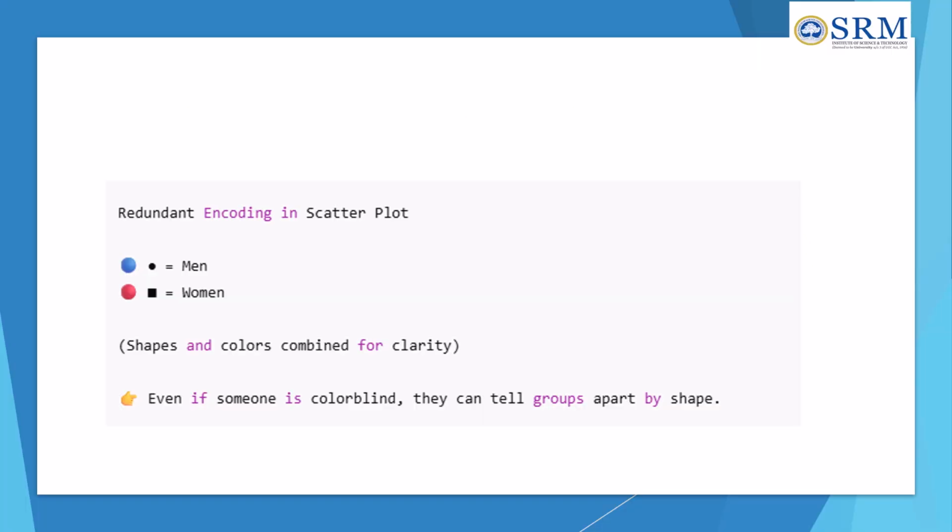In this example, a circle with blue color is used for indicating men, and a square with red color is used for indicating women. So, both shapes and colors are combined for clarity. Even if someone is colorblind, they can still tell the groups apart by using the shape.